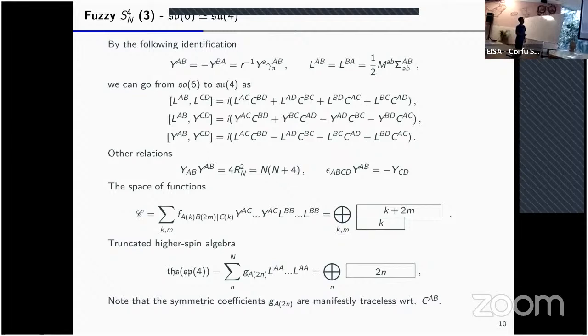Now the space of functions, even though it looks quite similar to the previous SO6 case, you will notice that the generator Y is now an anti-symmetric matrix, while the LAB generators are now symmetric matrices. Therefore, when you look for the truncated higher spin algebra, which consists of higher spin modules that are polynomial in terms of the LAB matrices, these will be described only by a single row of Young diagrams.